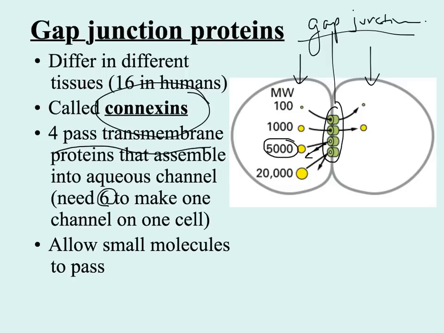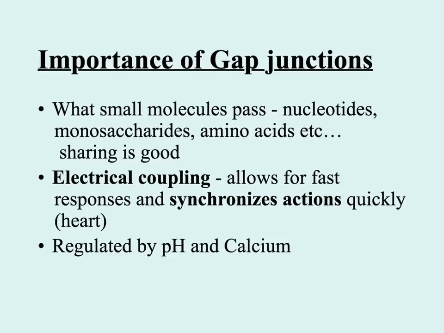What's little small things like that? Maybe amino acids, probably not polysaccharides, but monosaccharides, nucleotides. And what's really nice about gap junctions is that in some cells, it really allows the cells to act as one functional unit. And that's really important where you have this process of electrical coupling. Allows for synchronous action, and the obvious example here is the heart.